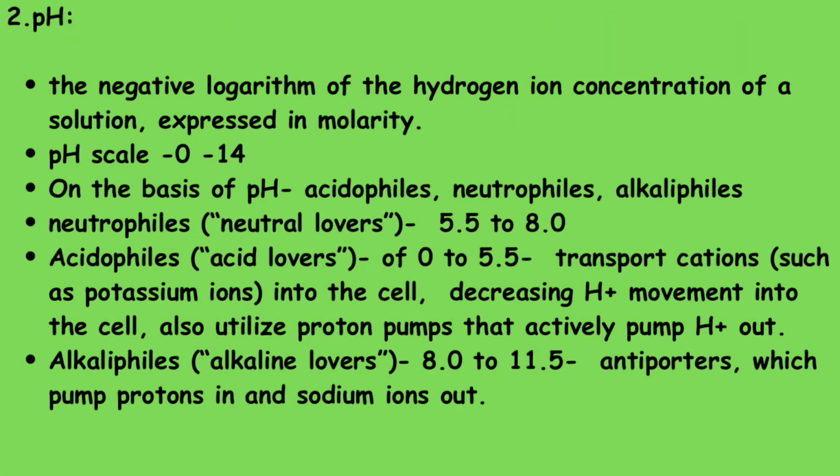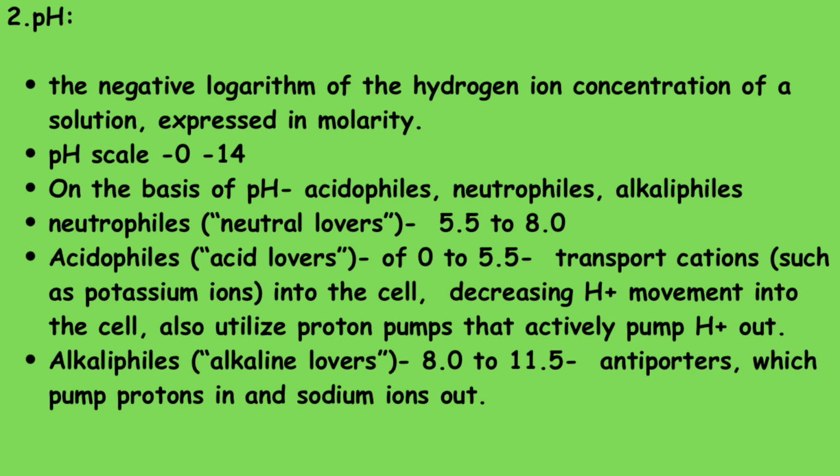Okay. So the next factor is pH. The pH is defined as the negative logarithm of hydrogen ion concentration of a solution, and it is expressed in molarity. The pH scale ranges from 0 to 14. 0 represents an extremely acidic solution and 14 represents an extremely alkaline solution. Now, on the basis of pH, the organisms are classified as acidophiles, neutrophiles and alkaliphiles.